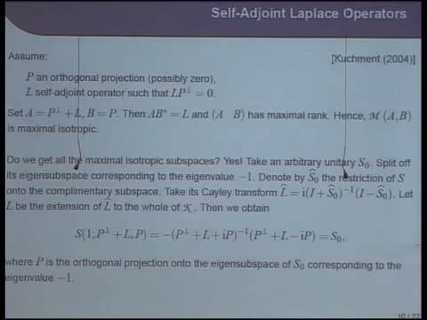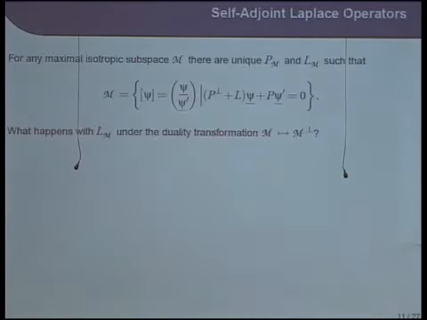So this is an alternative way of description proposed by Peter Kuchment. Once more, the same statement explicitly: for any maximal isotropic subspace M, there are a unique projection P and some self-adjoint operator L, such that we can parameterize M by these two objects.